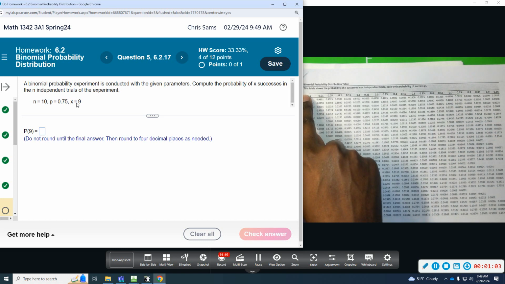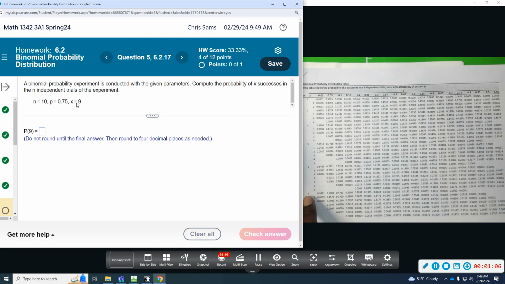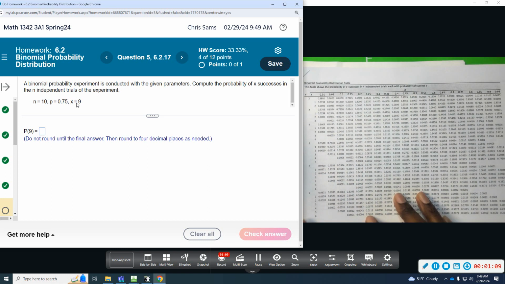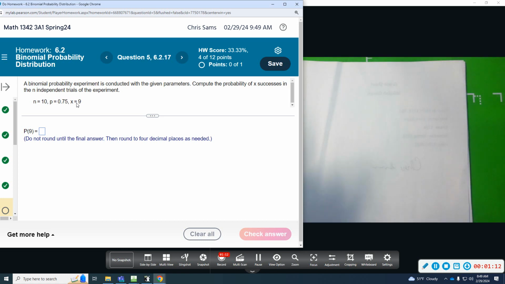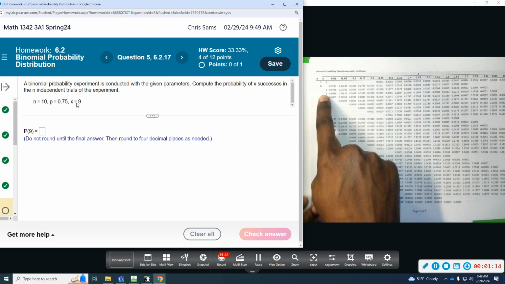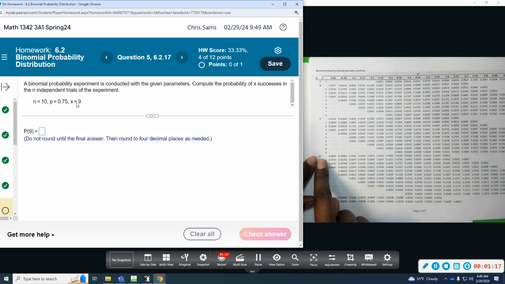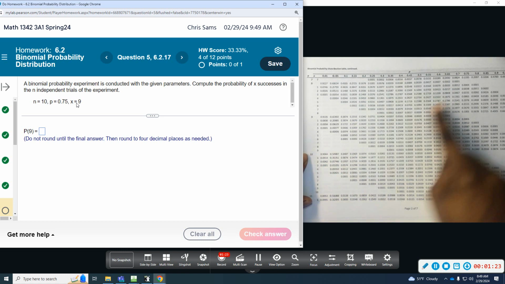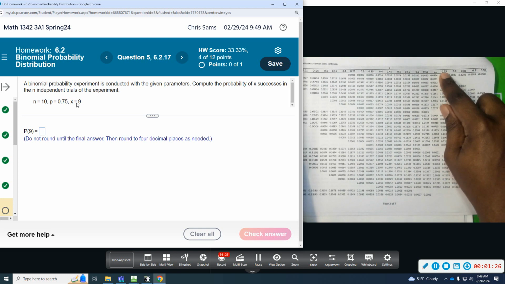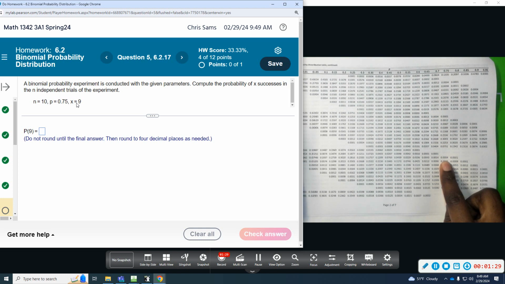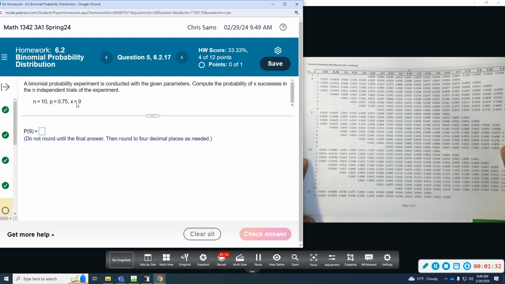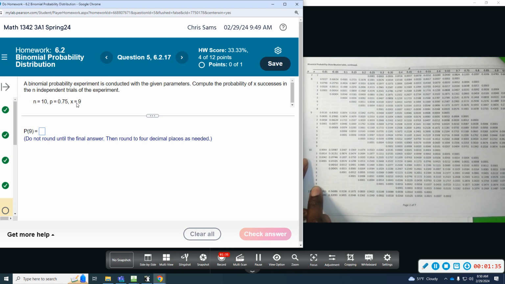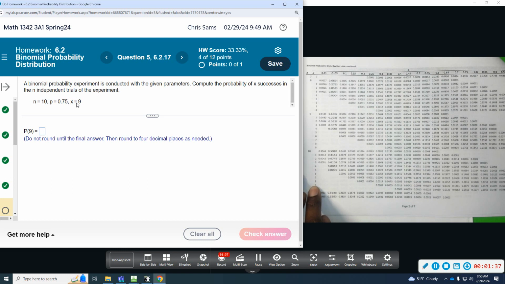So we have 0.75. Then you need to find the number of trials. On the left side, you have different numbers of n for the number of trials. This first page goes to 7. If I flip this over, we have 8, 9, and then 10. So we want 10 to be our number of trials. Our probability of success is 0.75. So in this column, I'm going to come down until I meet 9 successes. So this row, 9 successes, I'm going to go all the way across until I meet that 0.75.